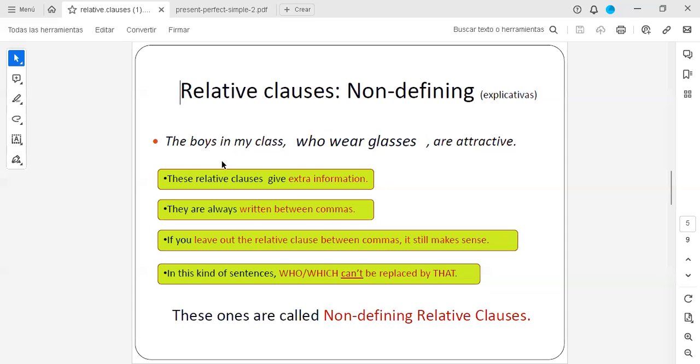Veamos el ejemplo. The boys in my class, who wear glasses, are attractive. Imagine if I leave out that relative clause. Si quito la relative clause entre comas, mi oración todavía tiene sentido. So the boys in my class are attractive. Pero como son explicativas, me ayudan a proveer información adicional. You can leave out the relative clause, but if you leave it, you provide extra information. Entonces, puede o no puede estar ahí. Cuando la ubicamos, es porque queremos dar información adicional. Las non-defining van entre comas. So these are called non-defining relative clauses.